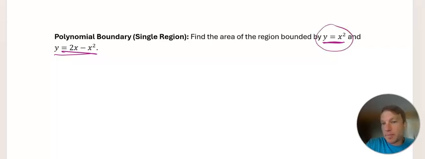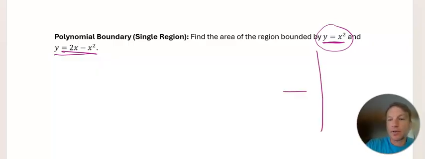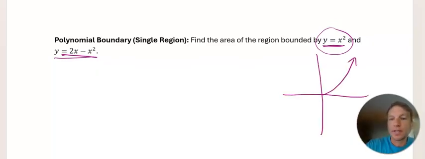Y equals x squared, parabola at the origin, right? I can sketch that real quick. I'm like, oh, y equals x squared, that's an easy one.